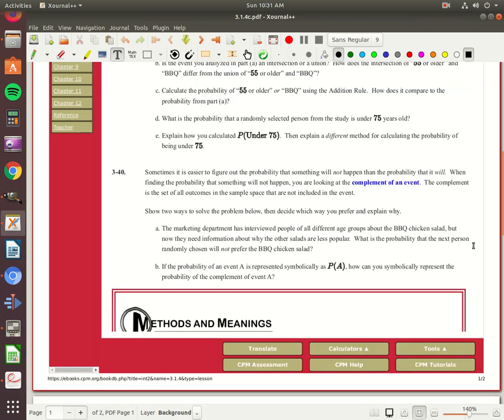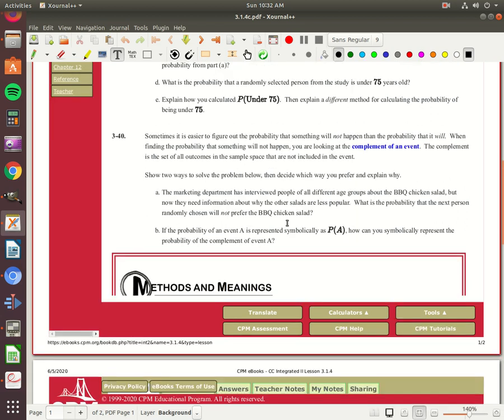I apologize. Sometimes it's easier to figure out the probability that something will not happen than the probability that it will happen. When finding the probability that something will not happen, you're looking for the complement. That's what we just did, right? We figured out the odds of them being over 75 and then subtracted from the total. So the complement is the set of all outcomes in the sample space that are not included in the event. Show two ways to solve the problem below, then decide which way you prefer and explain why.